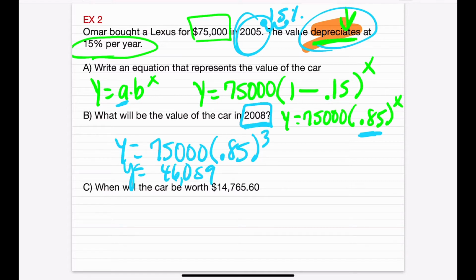Now part C. When will the car be worth $14,765.60? So this right here is the total amount, so that represents your y value. So keep in mind that you're trying to find the time. So it'll be 14,765.60.